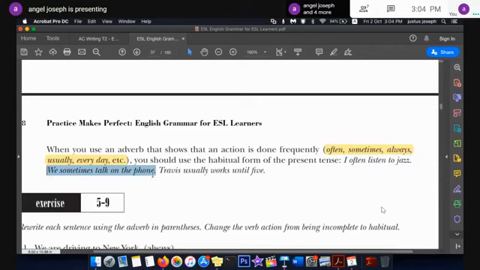Look at this one. Here the word sometimes is used. Possibly you can say it's the opposite of often, right? We sometimes talk on the phone. Not talks, not talking, not do talk. Simply talk on the phone. Travis usually works until 5. The third one.